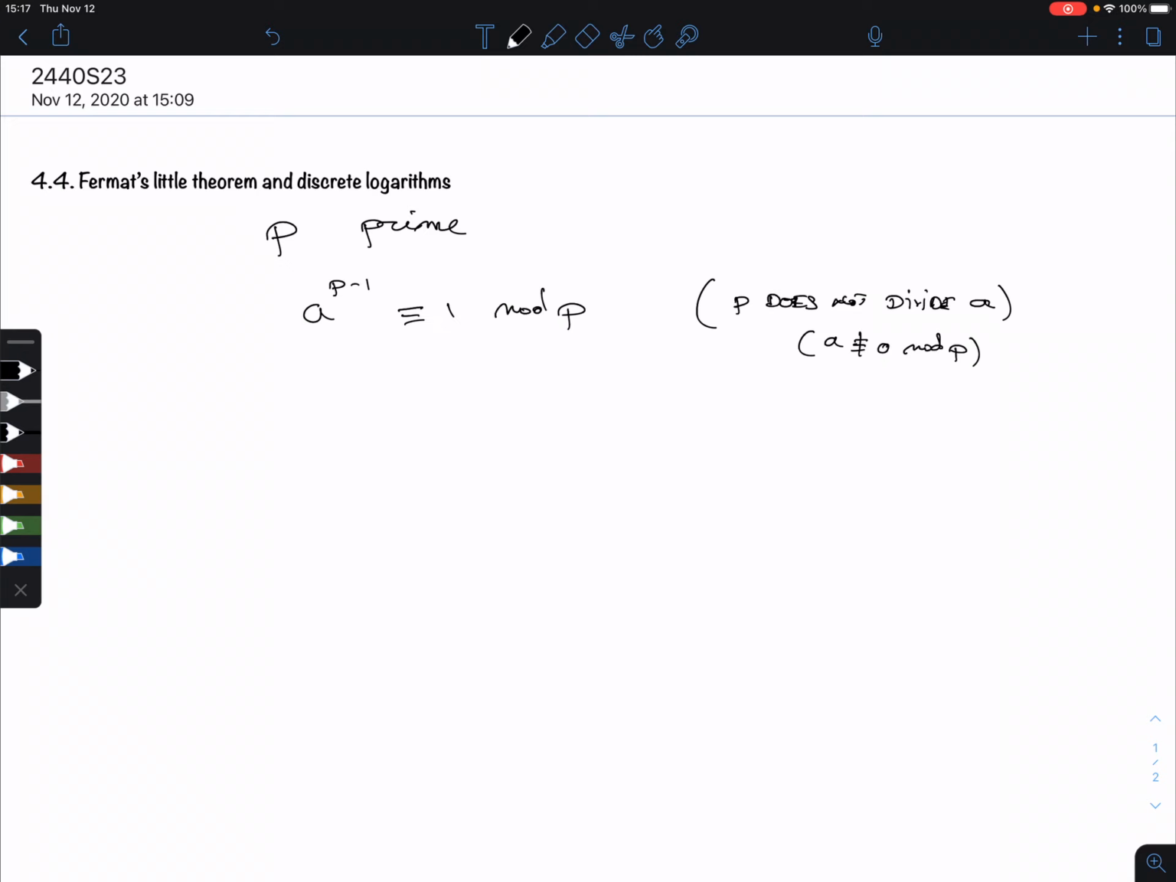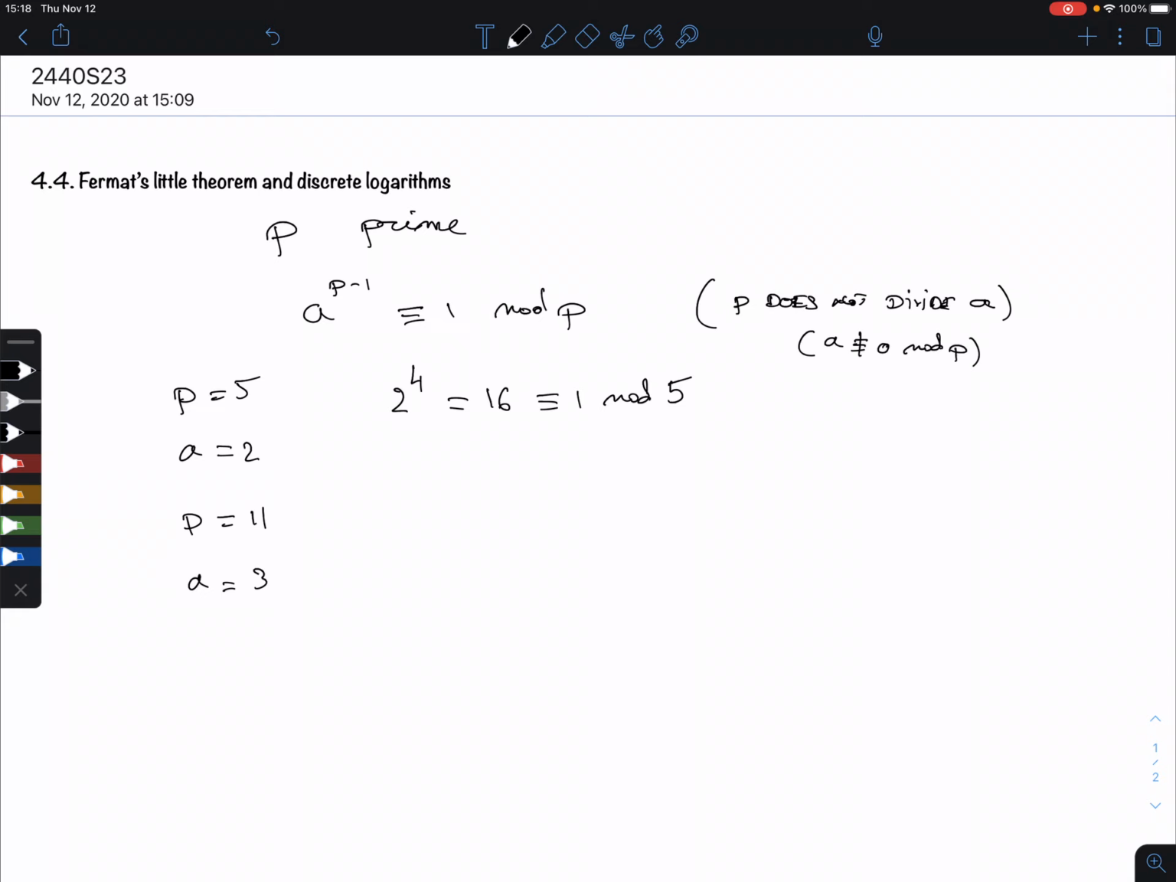What about p is 5 and a is 2? The only thing is that, as I said, 5 should not divide 2, but that is not the case. So, what is 2 to the power 4? Well, that is 16, and that is equivalent to 1 mod 5. Sure, okay. So let's take a bit bigger power. p is 11, and a is, let's say, 3.